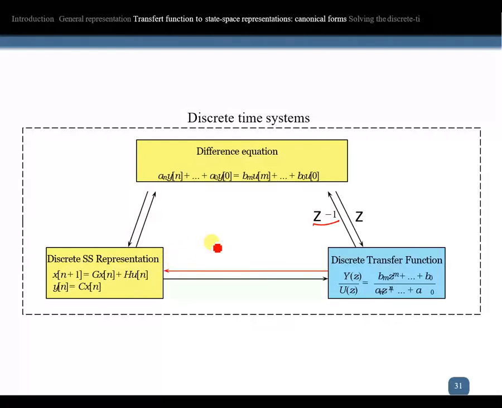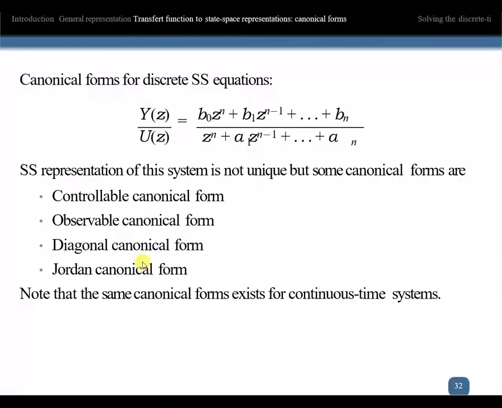Now we want to see some properties of the state space representative. Canonical form of the state space equations, you can write the differential equation of the numerator and the denominator. A state space representation of the system is not unique, but some canonical forms are controllable, observable, diagonal, and the Jordan forms are unique, and are very helpful for us.